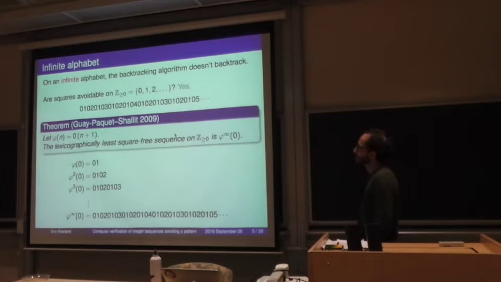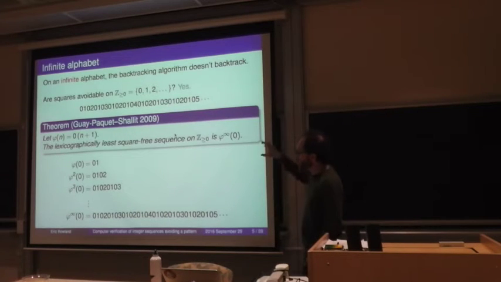Mathieu Paquet and Jeff Shallit in 2009 wrote a paper. This wasn't the main focus of the paper, but this was included in the paper sort of as a warm-up example. The lexicographically least square-free sequence on non-negative integers is not only this ruler sequence, but it's also generated by this morphism.